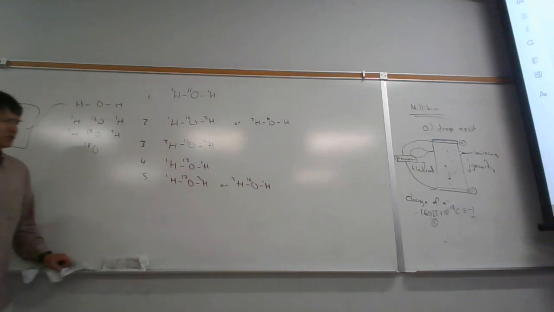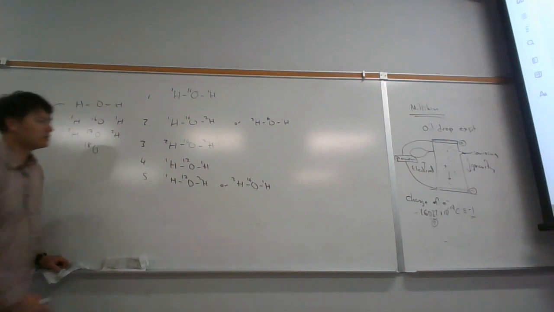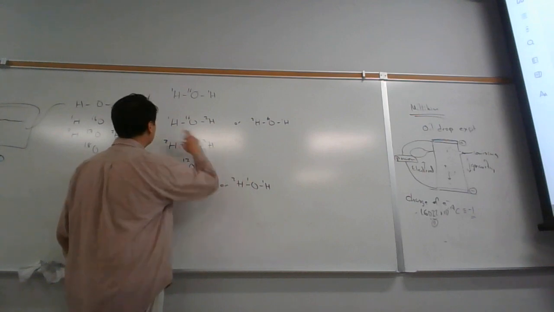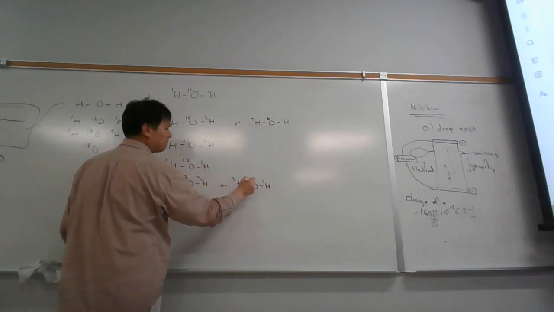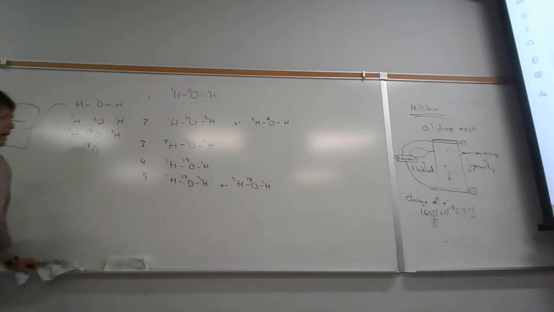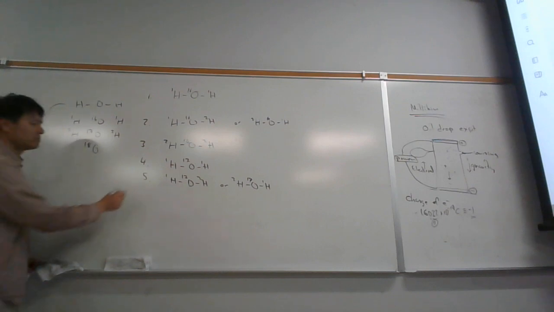Hydrogen 2 is also called deuterium. People don't usually call it hydrogen 2. Oops, oxygen 17. You're right, because this is the same as 2B. So that would be 5. What would number 6 be?